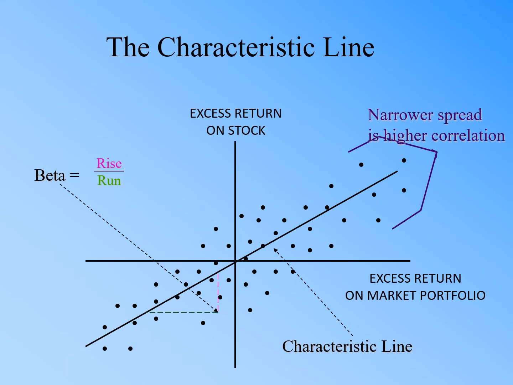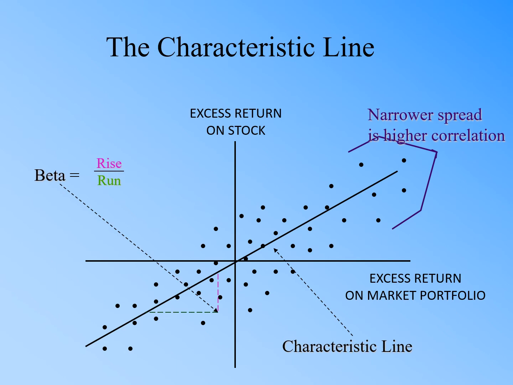Here you can see a graph of the characteristic line. We draw the excess return on the market portfolio on the x-axis and the excess return on the stock on the y-axis. Excess return on market portfolio means the expected return on market portfolio minus the risk-free rate of return. And excess return on stock means the expected return on stock minus the risk-free rate of return. So at a given interval of time, we plot the different combinations of excess return on stock and excess return on market portfolio, and we get a scatter diagram.